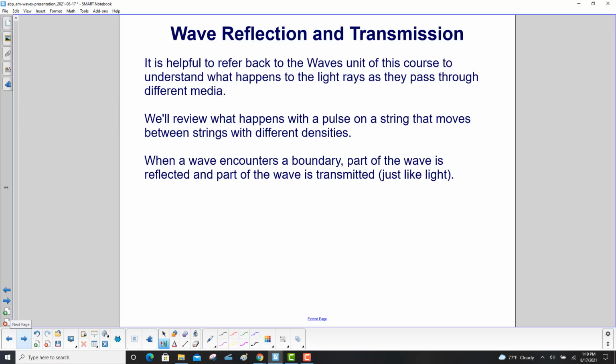It is helpful to refer back to the waves unit of this course to understand what happens to the light rays as they pass through different media. We'll review what happens with a pulse on a string that moves between strings with different densities. When a wave encounters a boundary, part of the wave is reflected and part of the wave is transmitted, just like light. So we're going to use this to help set up how light operates.